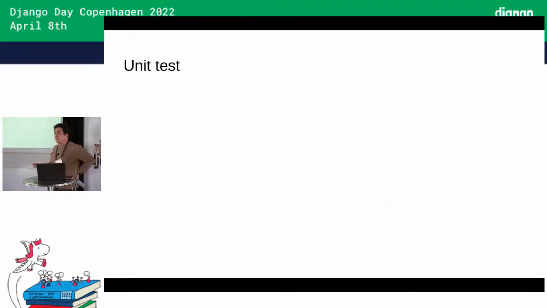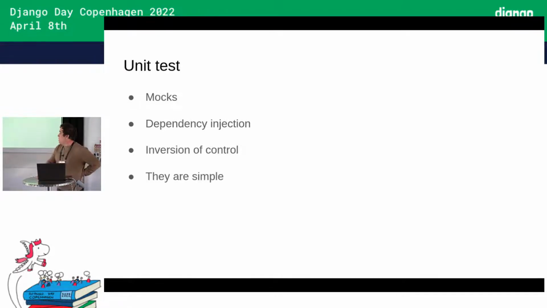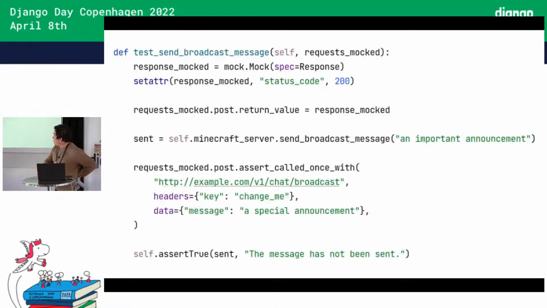So the first approach to assure the quality of your application is to create a unit test. In a unit test, you can mock the objects. You can maybe use techniques like dependency injection or inversion of control, and they are meant to be simple. Don't overcomplicate the unit tests. And I do think it's okay to use that handy in-memory database that Django provides for you with TestCase. Don't reinvent the wheel.